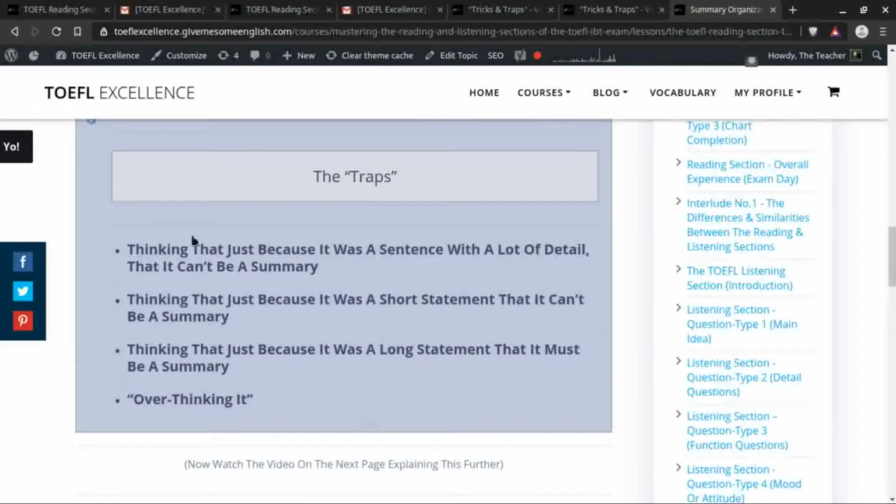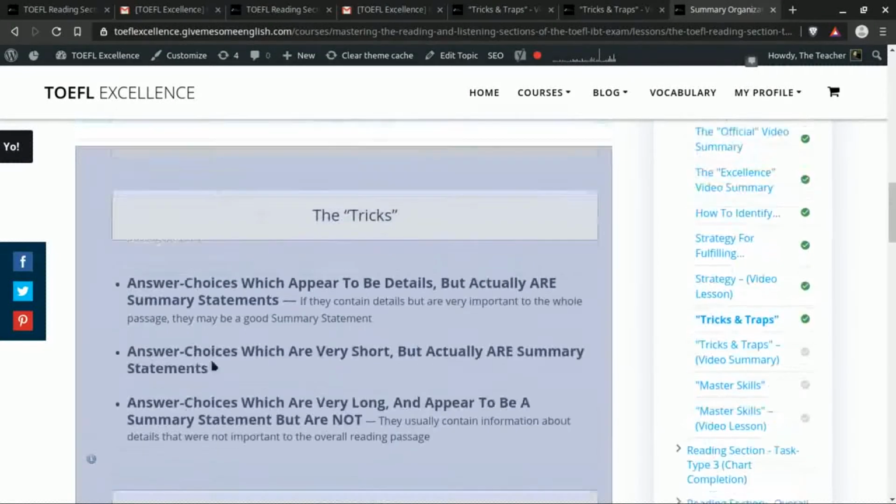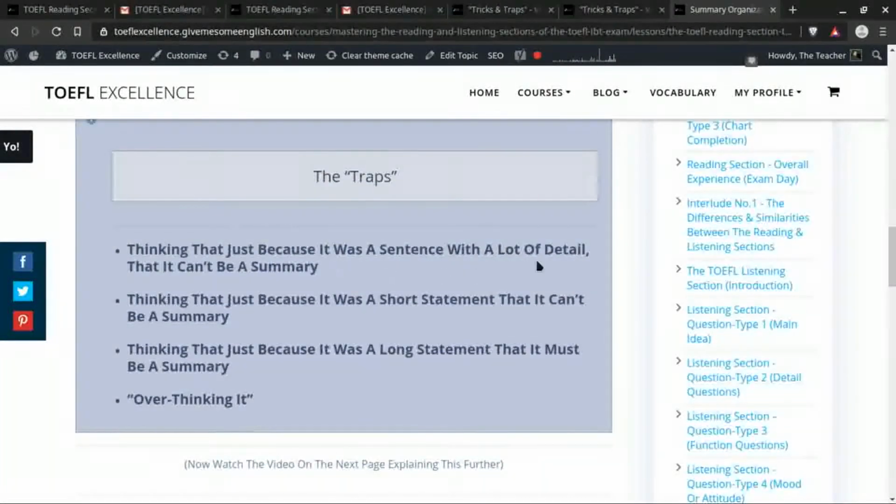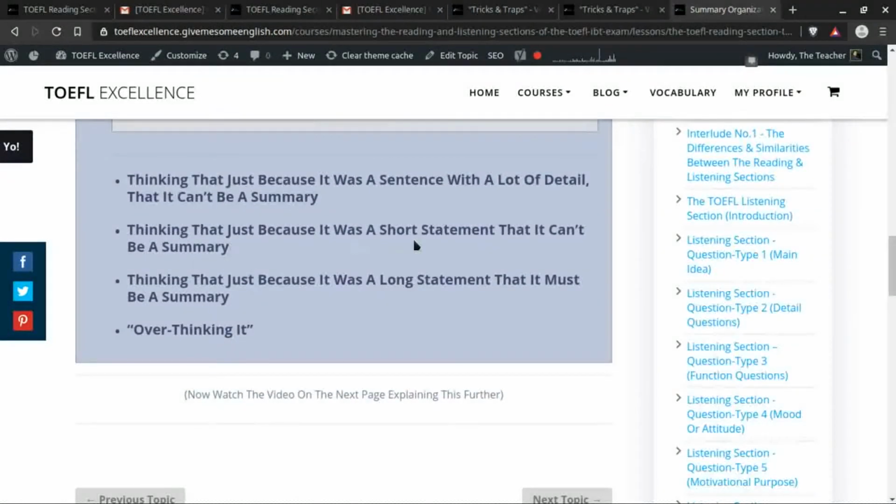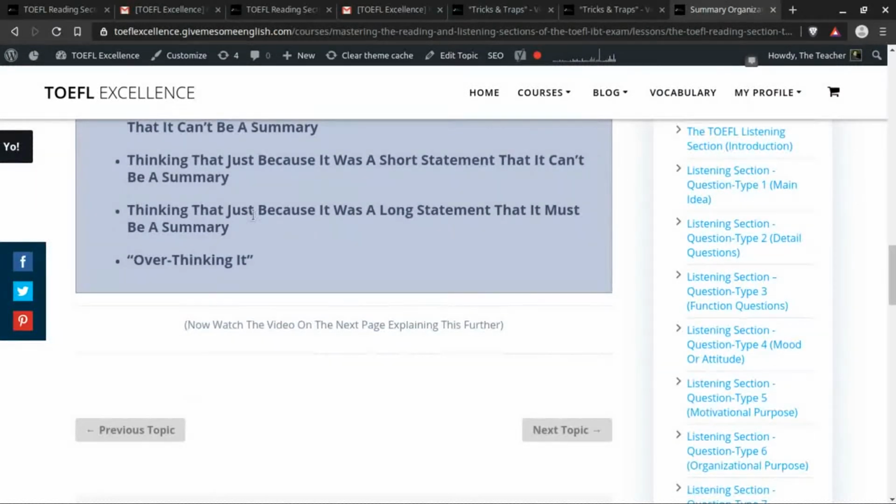So the traps for this one are directly related to the tricks. The traps are thinking that just because it was a long sentence with a lot of detail that it can't be a summary because of the detail. Thinking that just because it was a short statement that it can't be a summary, it can. And thinking that just because it was a long statement, it must be a summary because it doesn't have to be, as I just explained up here. And the last one, as with all of these tasks and questions, overthinking it.